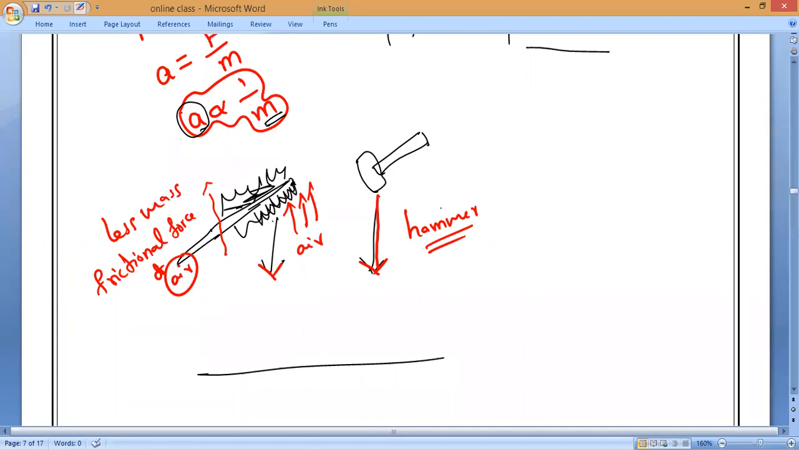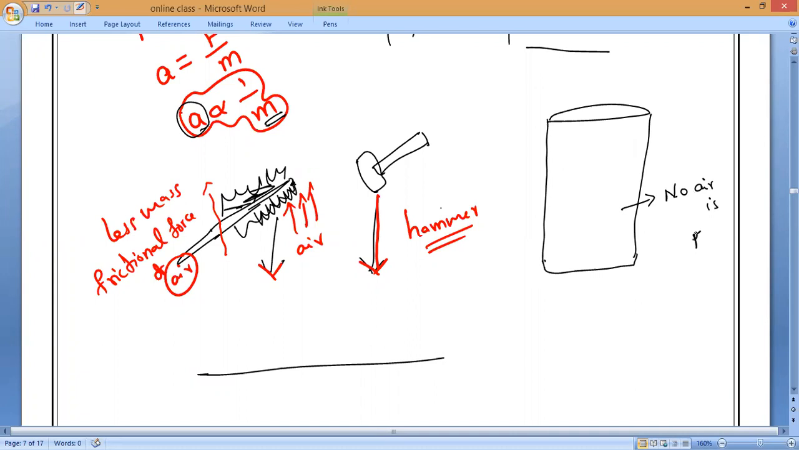Now, both the same feather and hammer, if I drop them in the vacuum, in the sense of what? No air is present, which means no external force is acting. Then remember, if I drop the feather now, and as well as the hammer, are you understanding, Hari? Divya? Then both will reach the ground at the same time.